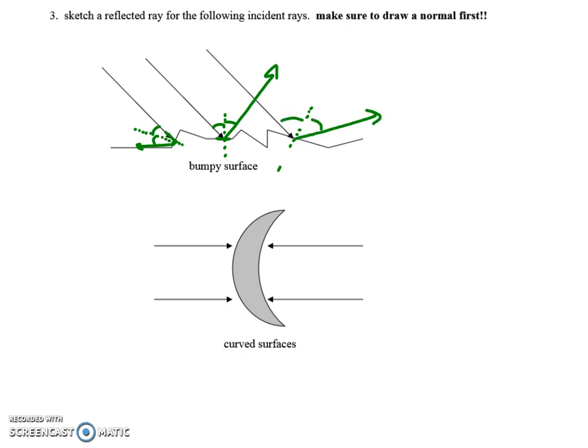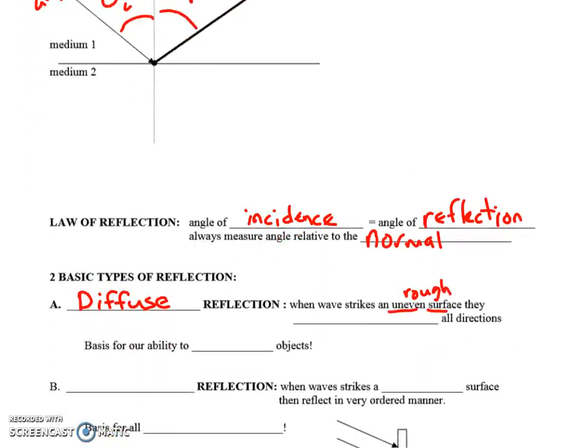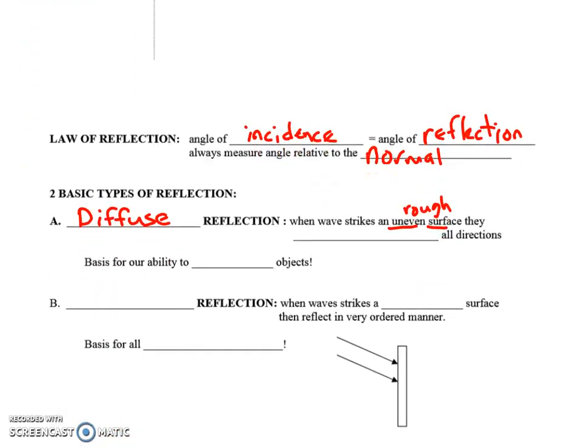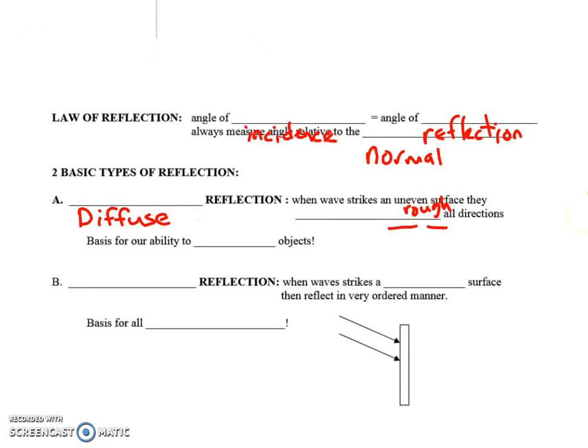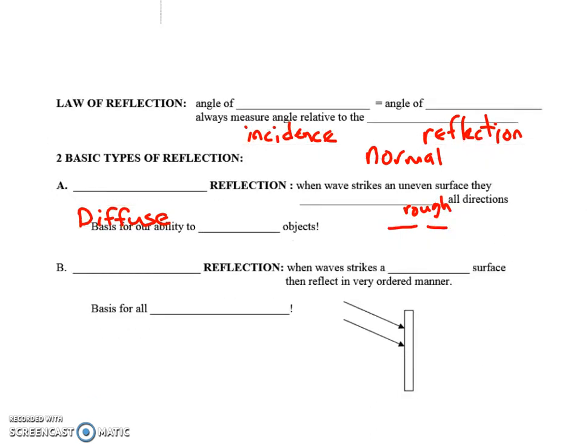And so in diffuse reflection, parallel rays come in, but the light scatters in all directions. And if we were to fill in all the other rays between here and here, we would see that light would go every which way. So that actually has use. That's actually pretty important. Okay? It is the basis for our ability to see objects. That's the basis for sight.